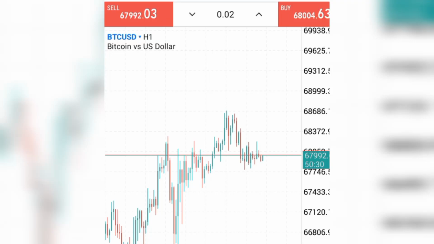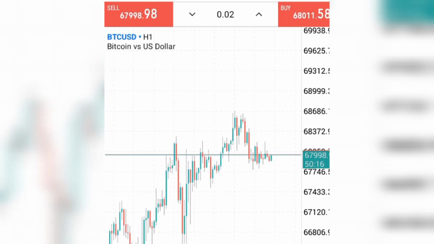Hello guys. Most beginners lose money not because of strategy, but because they place trades incorrectly. So I'll show you the right way. Okay, this is your MT5 trades.